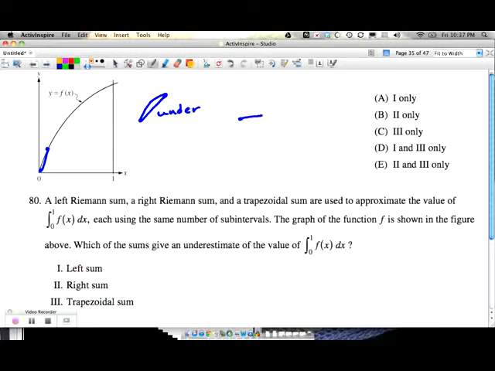If we're doing a left-hand rule, like a box, we're also going to be under the curve because we're going by the left side, which is under the curve. But if we're doing a right-hand rule, that means our box is going to go above the curve because the height is coming from the right side. So the right sum is over, but the left and trapezoidal are both under. So that would be 1 and 3, so the answer is D.